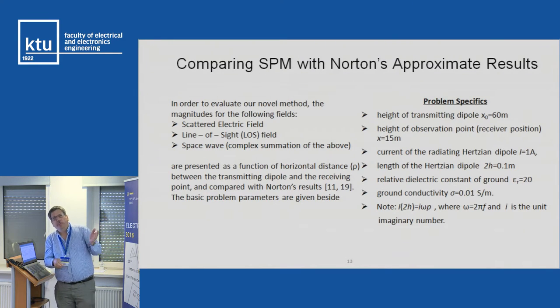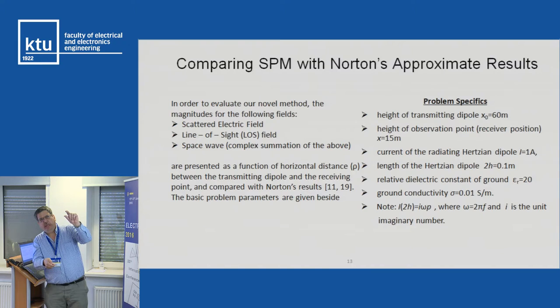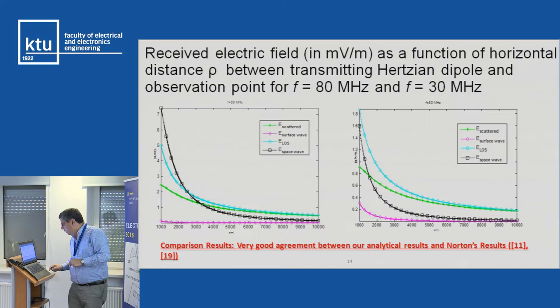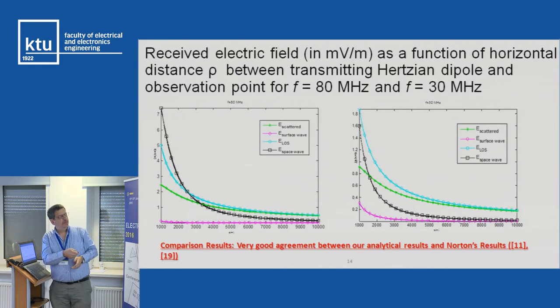These are parameters of our simulations: the height of the transmitter, the height of the receiver, the current of the antenna, which is easily connected with the power of the transmitted antenna. My students, of course, use the concept of radiation resistance to connect the current with the power emitted and the length of the antenna. Here is a small dipole, and the parameters of the Earth, and the relation between the dipole moment and the current. Some results here for the received fields.